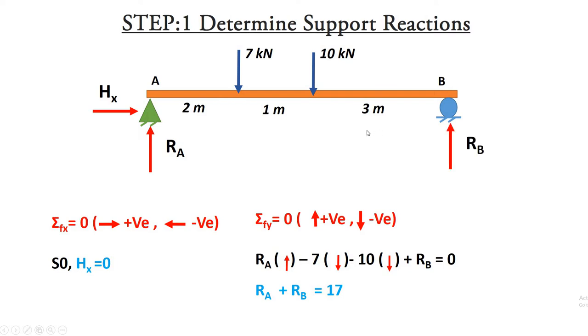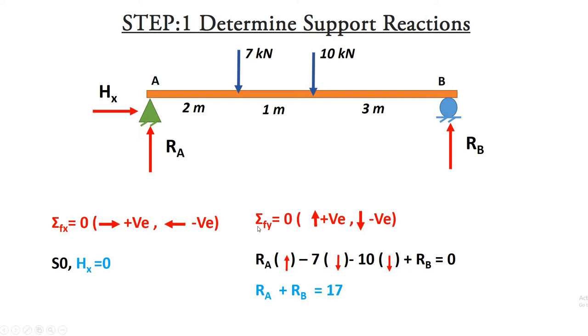Now to determine reactions we have to apply equilibrium conditions. Our first equilibrium condition is the algebraic sum of all forces in x direction is equal to 0, where right side is positive and left side is negative. For this beam we have only one horizontal reaction, that is the reaction at A. So the horizontal reaction at A is equal to 0, because we don't have any other horizontal force.